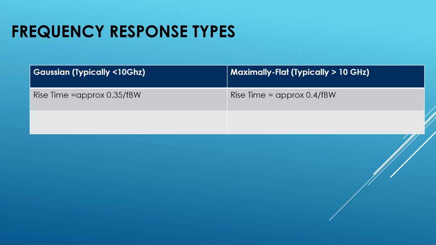Scopes with lower bandwidths, usually 1 GHz and below, exhibit a Gaussian response, which has a slow roll-off. Higher bandwidth scopes, typically above 1 GHz, use a maximally flat response, which is flatter in the passband and has a sharper roll-off near the bandwidth frequency. Maximally flat responses offer more accurate measurements on signals within the bandwidth. Also, note the relationship between bandwidth and rise time. For Gaussian scopes, it's about 0.35 divided by the bandwidth.